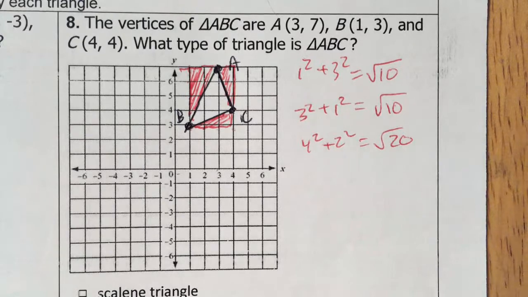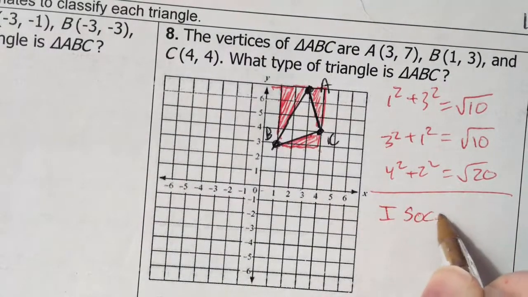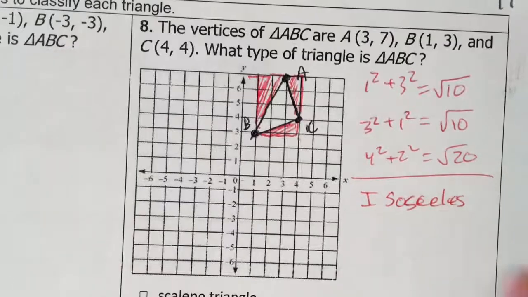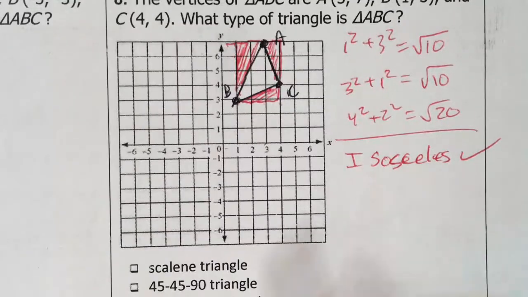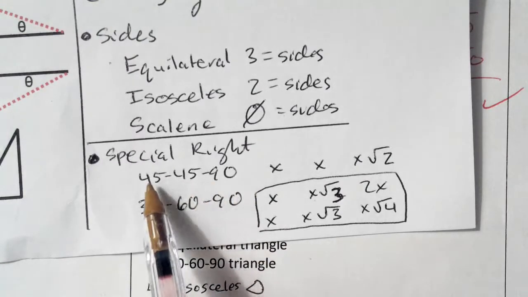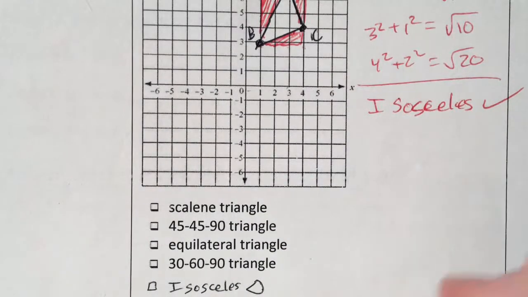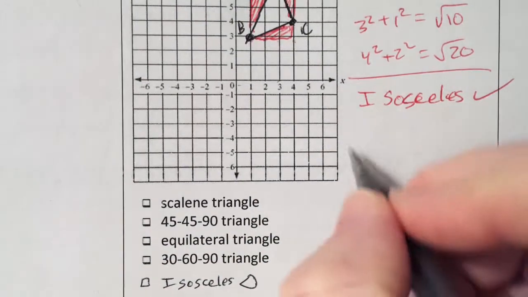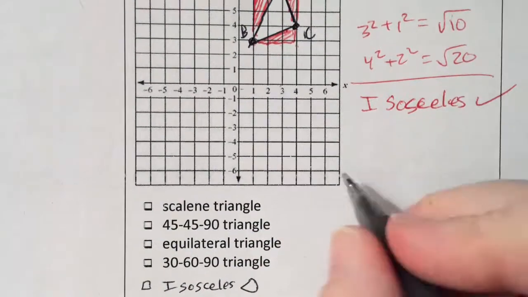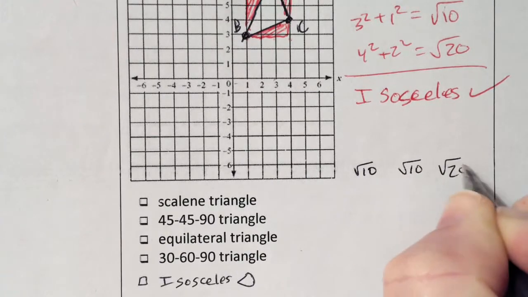Awesome. Right off the bat, this is definitely isosceles, because there are 2 equal sides. So isosceles, check. Now, if it's isosceles, there's a chance that it's a 45, 45, 90, because see how there are 2 angles equal? That means that 2 sides would be equal. So we're going to try 45, 45, 90. In black, we're going to take the numbers and put them from least to greatest. So that would be square root of 10, square root of 10, and square root of 20.